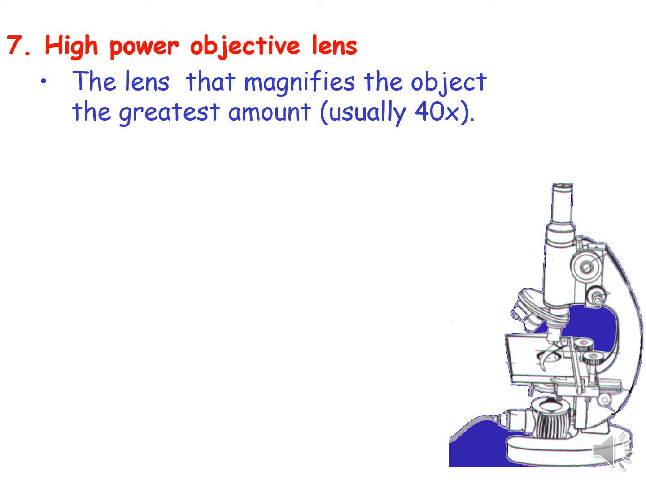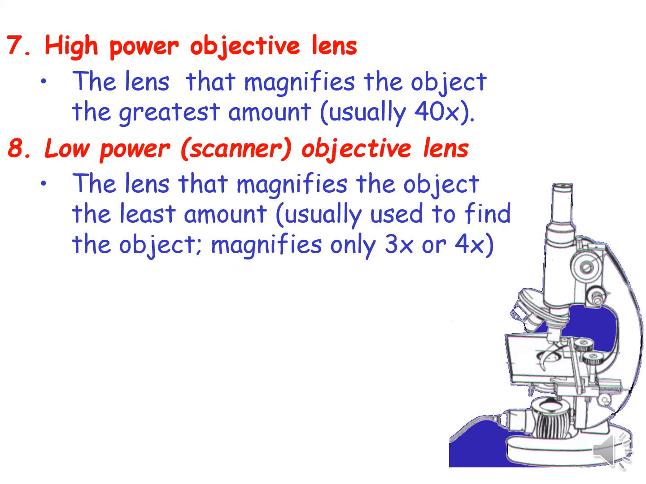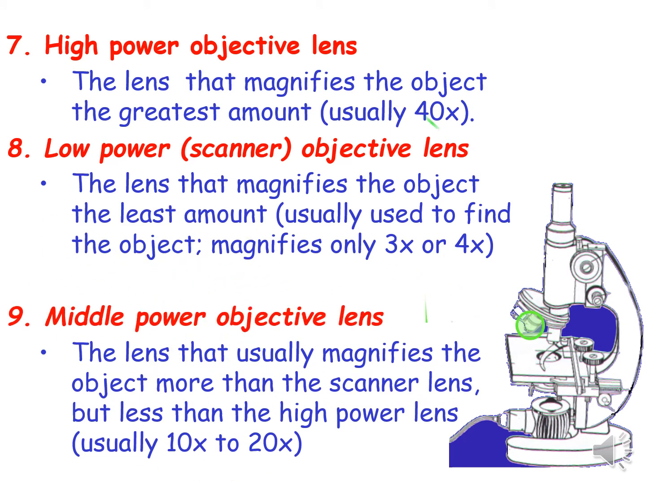High power objective lens, the lens that magnifies the object the greatest amount, usually 40x. Low power objective lens or scanner lens that magnifies the object the least amount, usually used to find the object, magnifies only 3x or 4x. Middle power objective lens that usually magnifies the object more than scanner lens but less than high power lens, usually 10x to 20x.